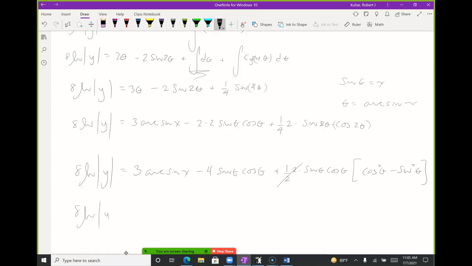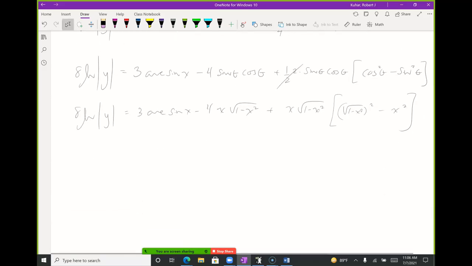8 ln of absolute value of y equals 3 arcsine of x minus 4. Sine is x, and cos is square root of 1 minus x squared, right? Plus x times the square root of 1 minus x squared, squared, minus x squared. Oh, it's getting there. That's pretty nasty. Well, I guess it's good I didn't put this one in the test, right?